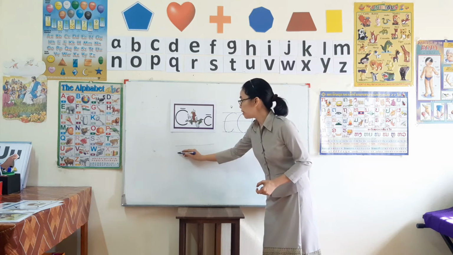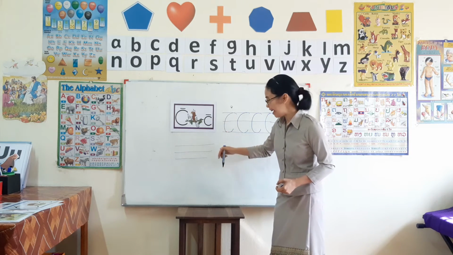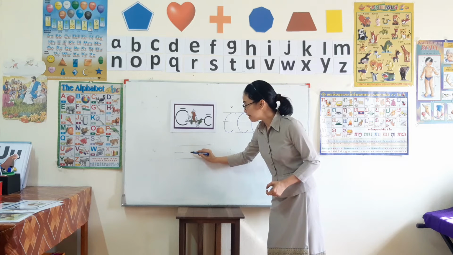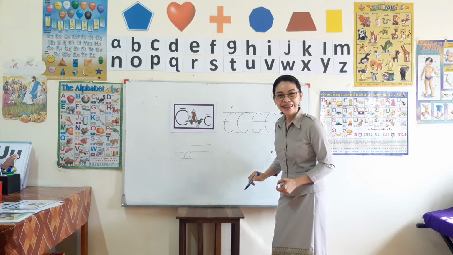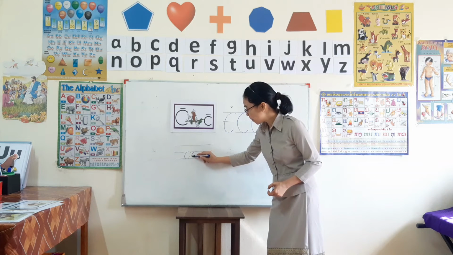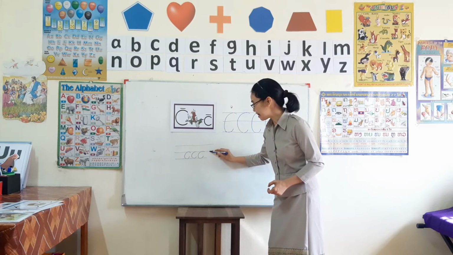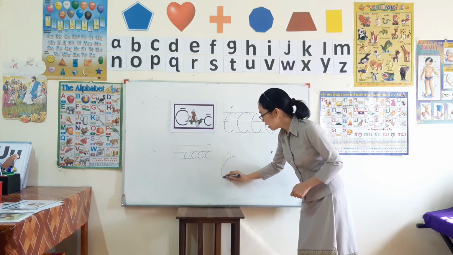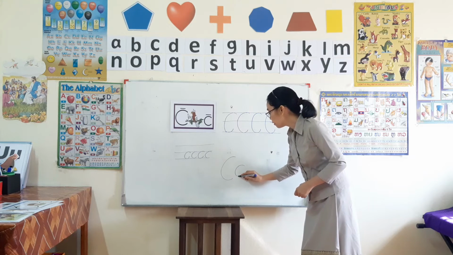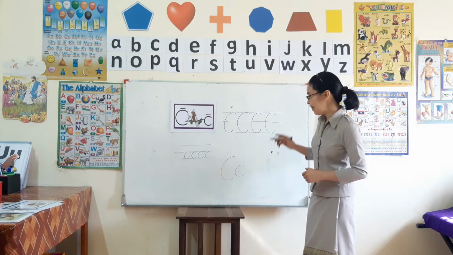What about the lowercase c? Lowercase means small c, okay? So from the middle line, going down here, okay? Yay, again, children. Very good. Yes. So this is the letter C. If you make it like this, that's also fine, okay? So the letter C.